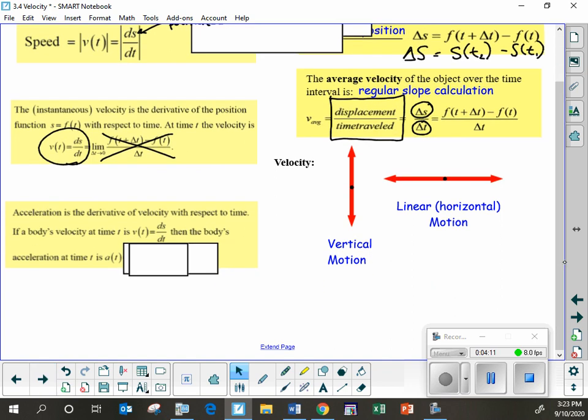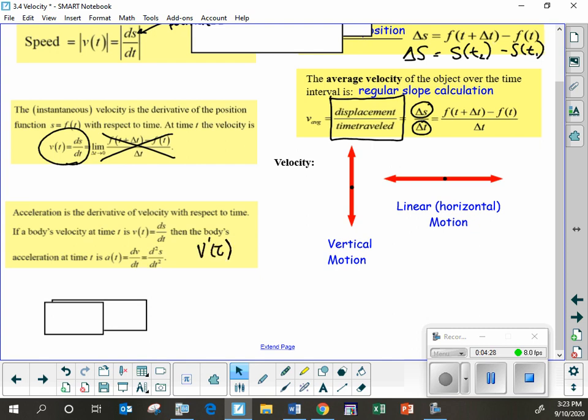Acceleration. Acceleration is the derivative of velocity with respect to time. If a body's velocity at time t is v of t, which is the derivative from position, then the body's acceleration at time t is dv/dt, is what that says. Or we sometimes write it as v prime, which is two derivatives off of position.